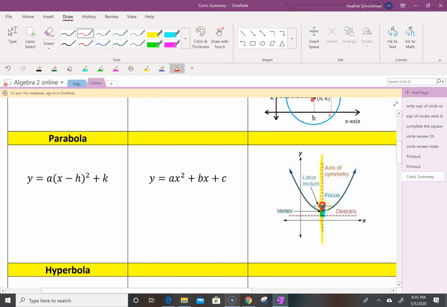So in this one, it's above the vertex because the parabola is opening up. But if we flipped it and the parabola is opening down, then the focus would be down here, so it's inside of the parabola. But the focus is right there.